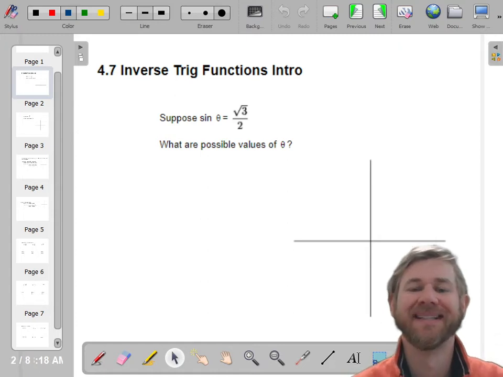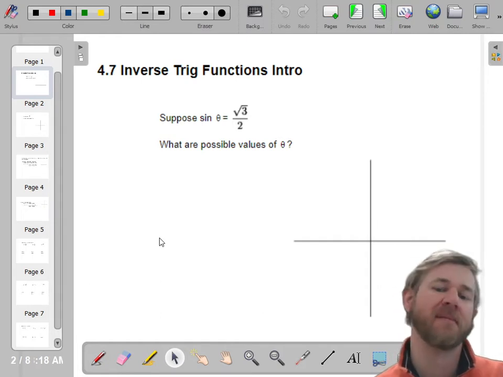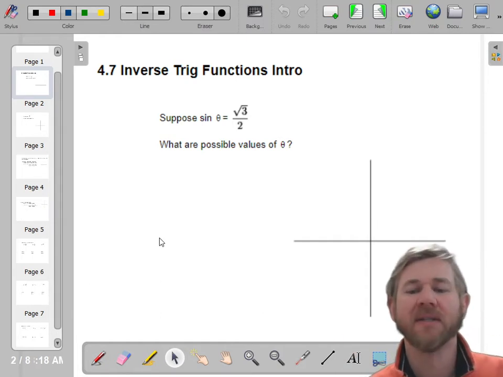Hello, ladies and gentlemen. It's inverse trig time. So here's what we're going to do. We're going to start off just talking about working backwards essentially on the unit circle.